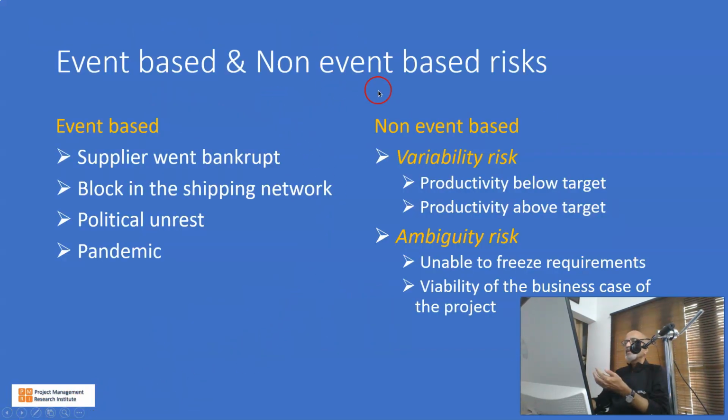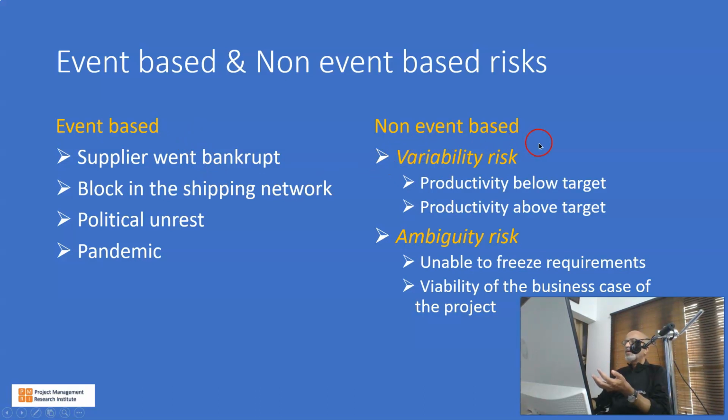Then event-based and non-event-based risk. Event-based examples: the supplier went bankrupt, and that has an impact on the project. So the supplier going bankrupt is the event. And a block in the shipping network can result in slippages to the project if your long lead items are in the ships. And sudden political unrest in the location of your project can result in project slippages. A pandemic also can affect all of us. So these are all event-based risks.